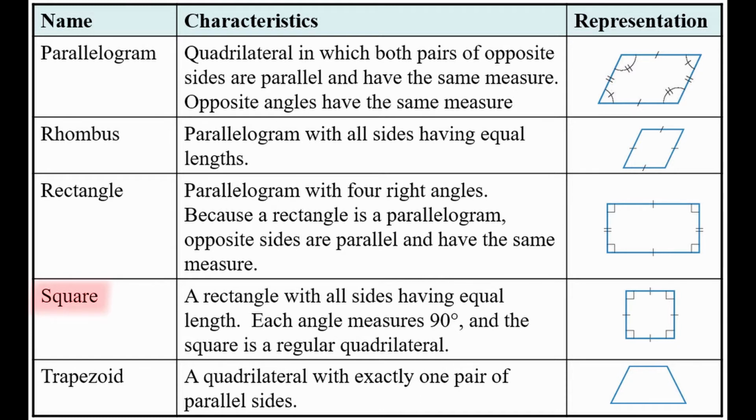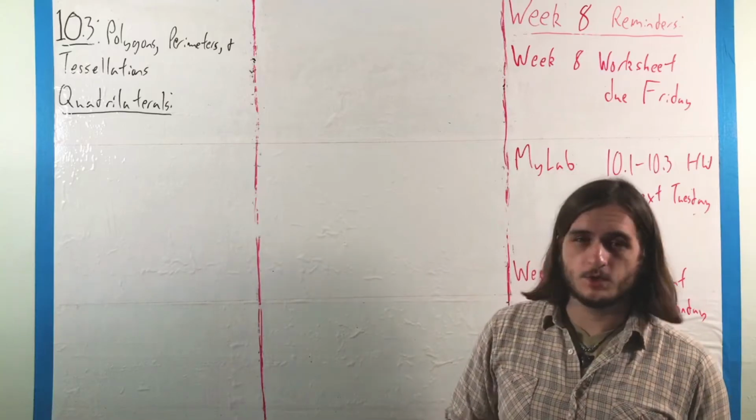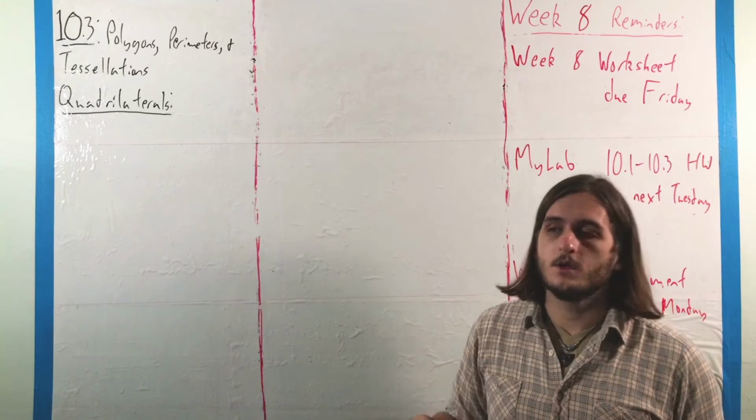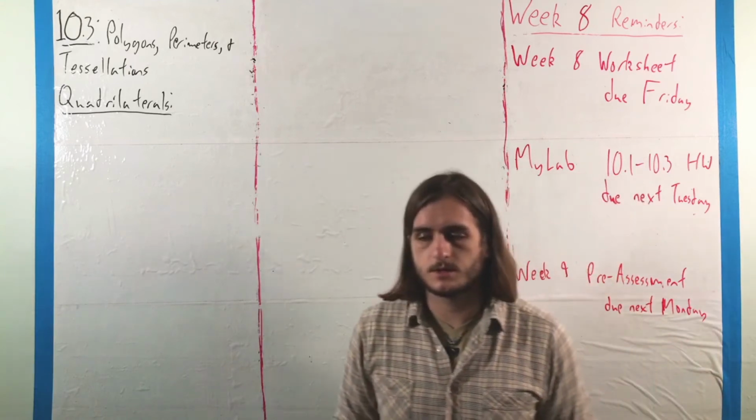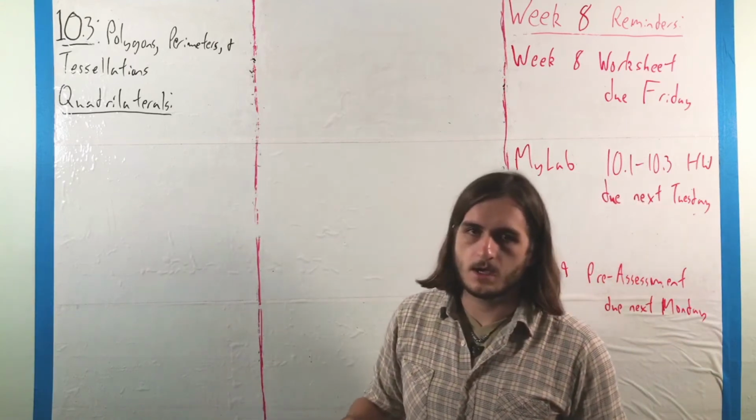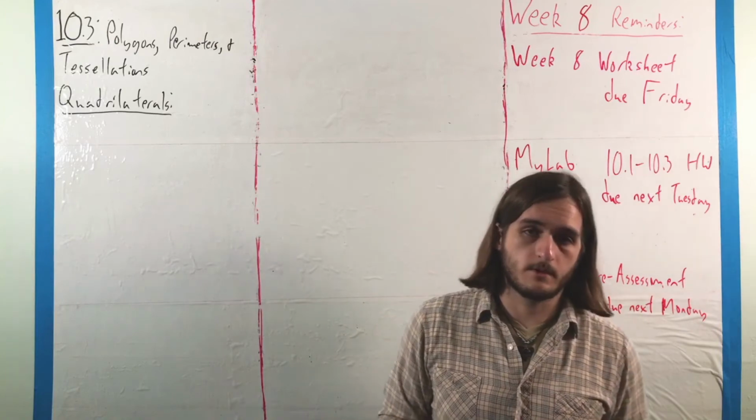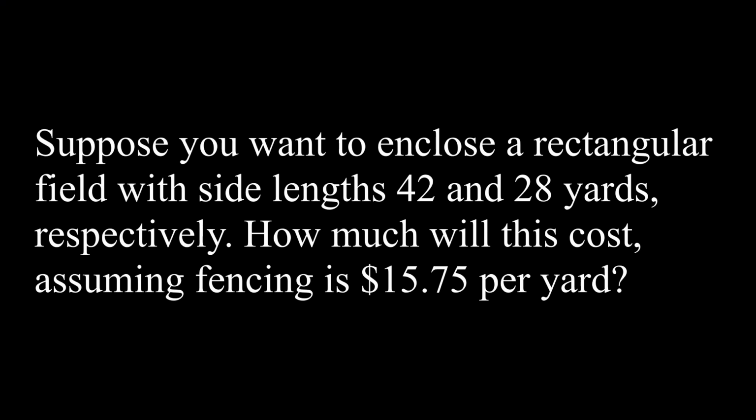And then finally, we have the oddball in there, the trapezoid, where the trapezoid is the quadrilateral where only one pair of sides are parallel. And then from here, we can do one example looking at quadrilaterals within the context of perimeter. So I'm going to take an applied example here.